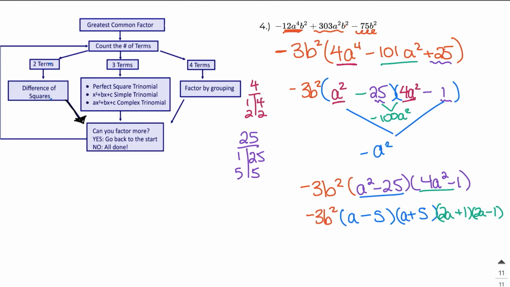Let's look and see if I can factor this any further. This is a binomial, but it is not a difference of perfect squares because a and 5, neither of those are perfect squares. Same is true here. For 2a plus 1, this is not a difference of perfect squares because there's addition, and 2a minus 1 is not a difference of perfect squares because 2a is not a perfect square, which means I can officially say that this is completely factored, and this is my final answer here.